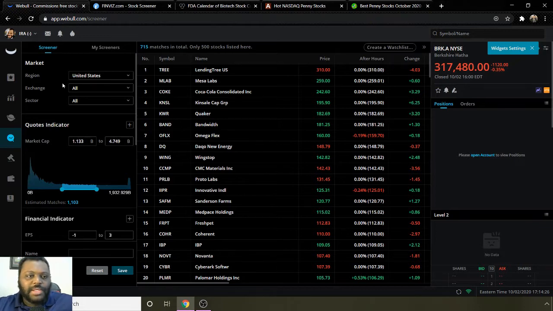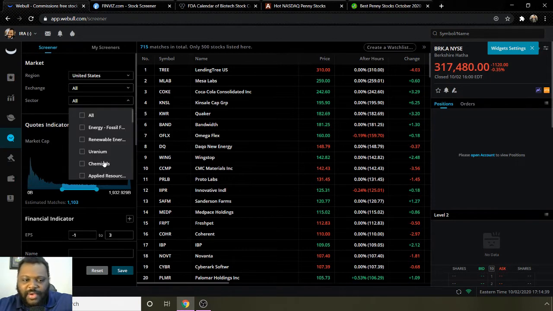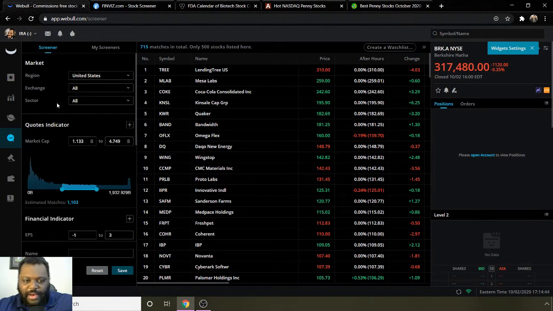So on Webull, this is the screener section. It basically asks what exchange you want to do. You can do all, NASDAQ, NYSE, or Amex. The sector, so energy, uranium, renewable, industrial goods, and you basically go by market cap. Market cap is how much the company is worth, and it can determine, like, big companies like Apple have a larger market cap than a small company like Snapchat would, or a company like that.